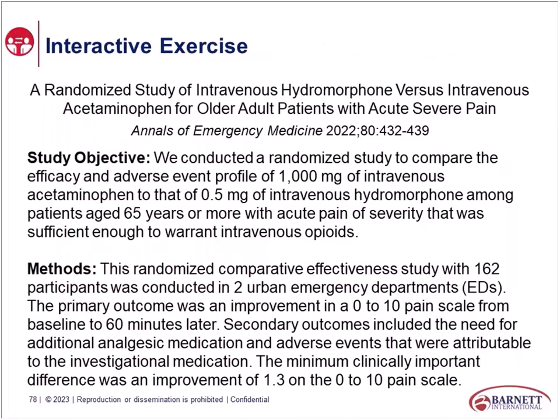So here we have a study. We're going to go through it together. A randomized study of intravenous hydromorphone versus intravenous acetaminophen in older adult patients with acute severe pain. It is a randomized study, and they compared, just going briefly through here, 1,000 milligrams of intravenous acetaminophen to 0.5 hydromorphone. So acetaminophen to hydromorphone, and we want to look at pain.